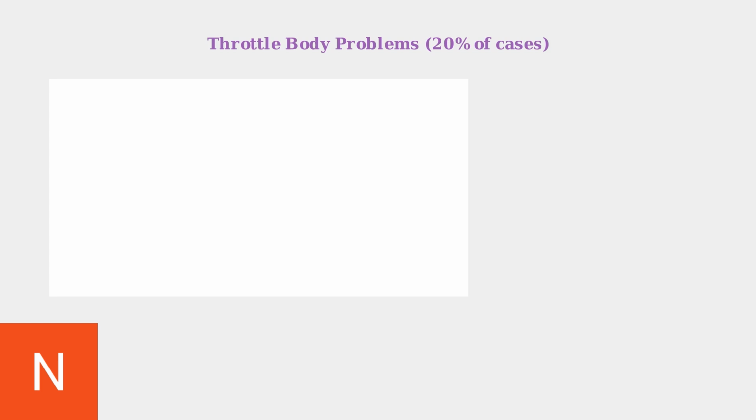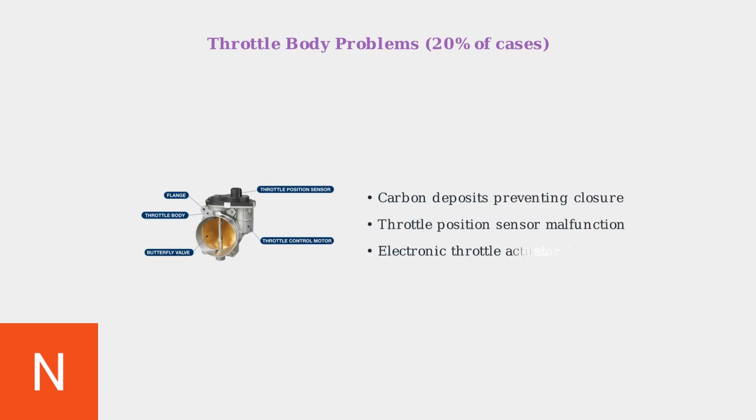Throttle body problems represent 20% of P0507 cases. These include carbon deposits that prevent the throttle plate from closing properly, throttle position sensor malfunctions, or electronic throttle actuator failures. Modern vehicles use electronic throttle control systems that can develop these specific issues.